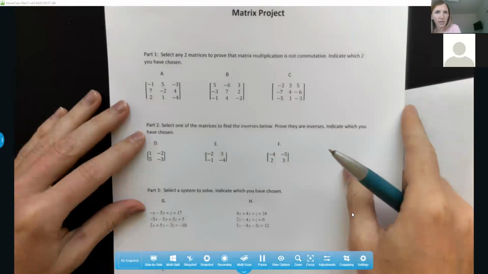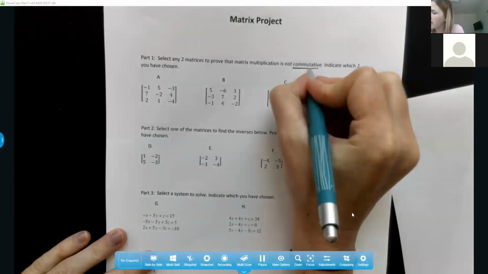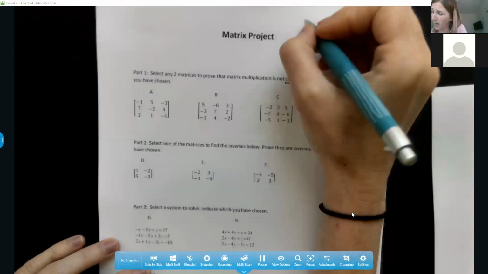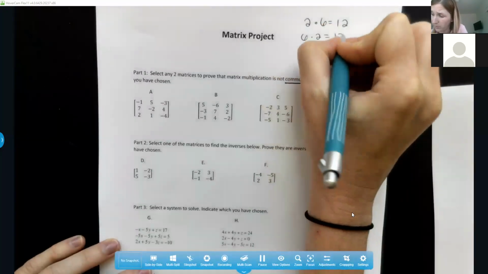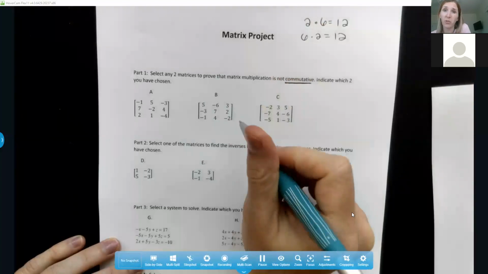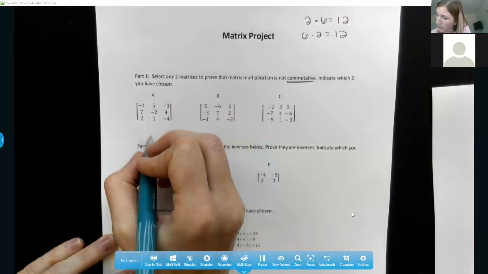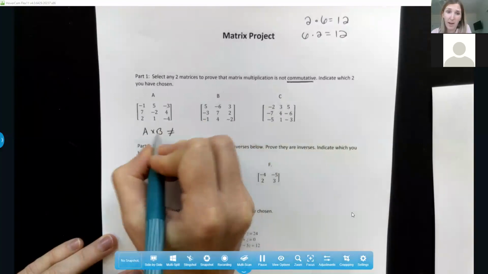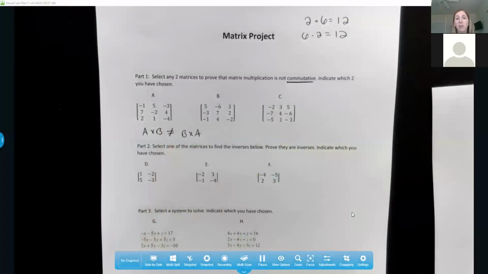All right. So it says select any 2 matrices to prove that matrix multiplication is not commutative. So when it says not commutative, it's basically saying normally with multiplication, order doesn't matter, right? 2 times 6 is going to give me 12, and 6 times 2 is going to give me 12. But with matrices, the multiplication order does matter. You'll get 2 different answers. So if I multiplied matrix A times matrix B, it would not be the same thing as matrix B times matrix A. So you can't say the 2 things are equal.